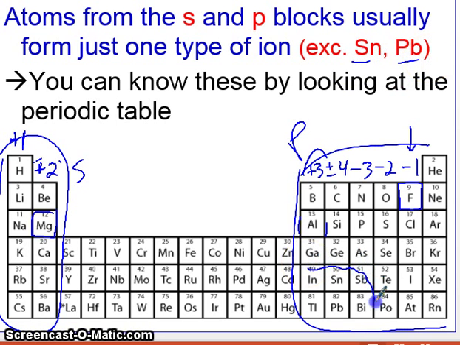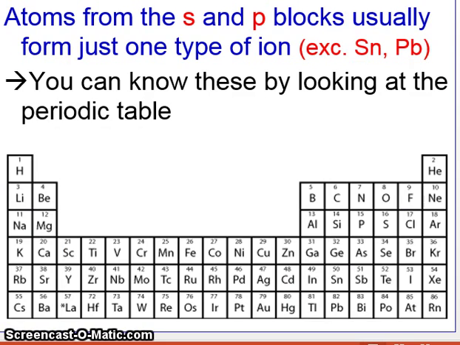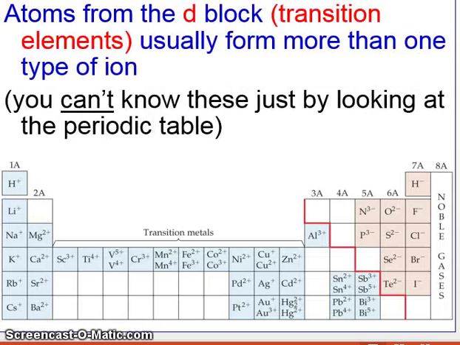Some of these elements down here actually will have more than one type of ion, and that is because they are more like the D block. They belong more to the D block in terms of ions, and in the next slide we'll show you that the D block elements, these elements here, have more than one type of ion possible. So here it is. Atoms from the D block, these are called the transition elements, usually form more than one type of ion. And you can't know these just by looking at the periodic table.